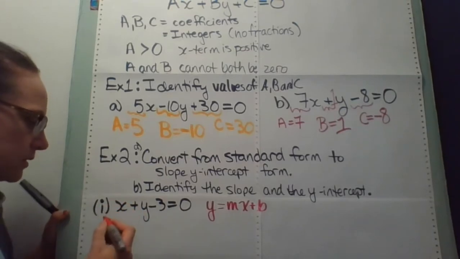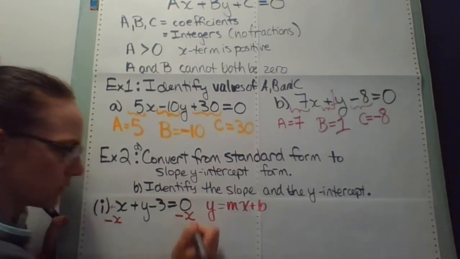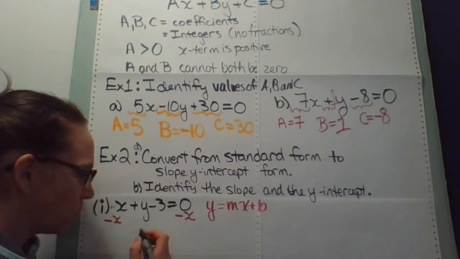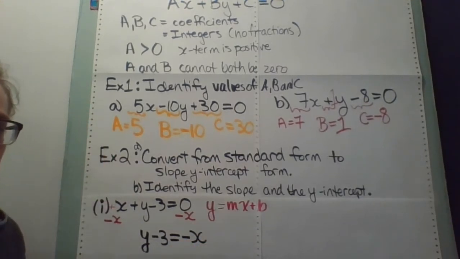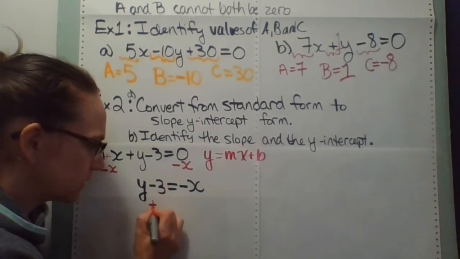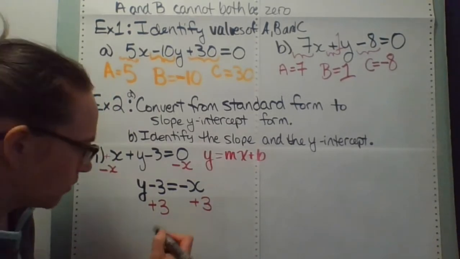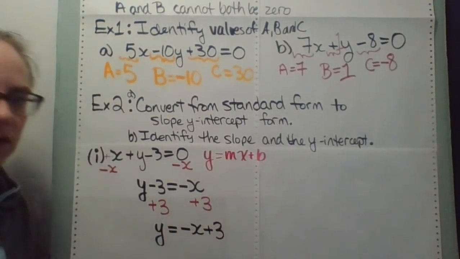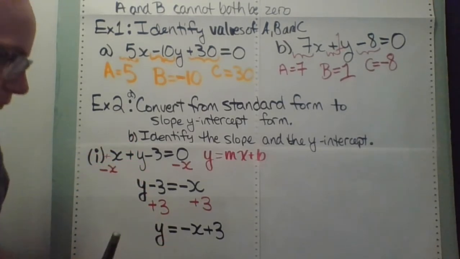So let's move our x. It's got the plus in front of it. So we're going to subtract x from both sides. Okay, just like when we were solving equations, we're going to do the opposite. So that leaves me with y minus 3 equals negative x. And then to move the 3, we need to do the opposite again. So instead of minusing, we're going to plus 3 to both sides. And there we have it. We have y equals negative x plus 3. So we've now just converted our standard form into slope y-intercept form.